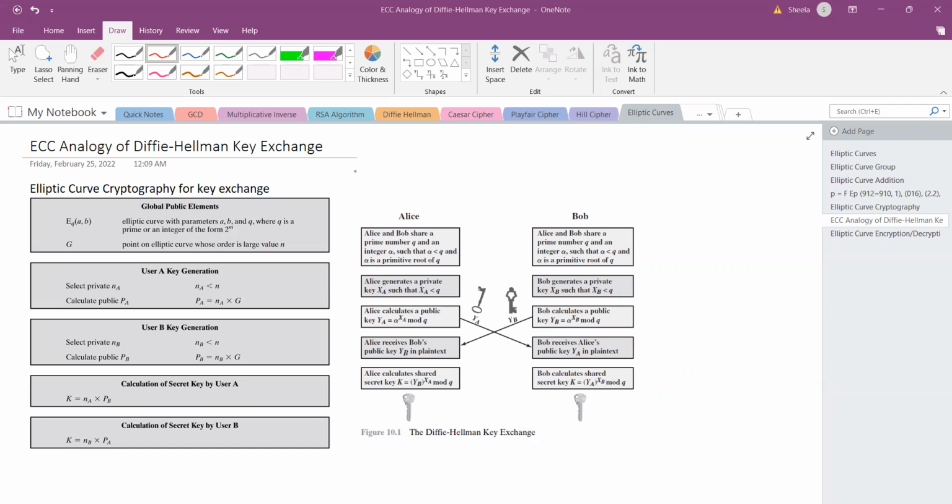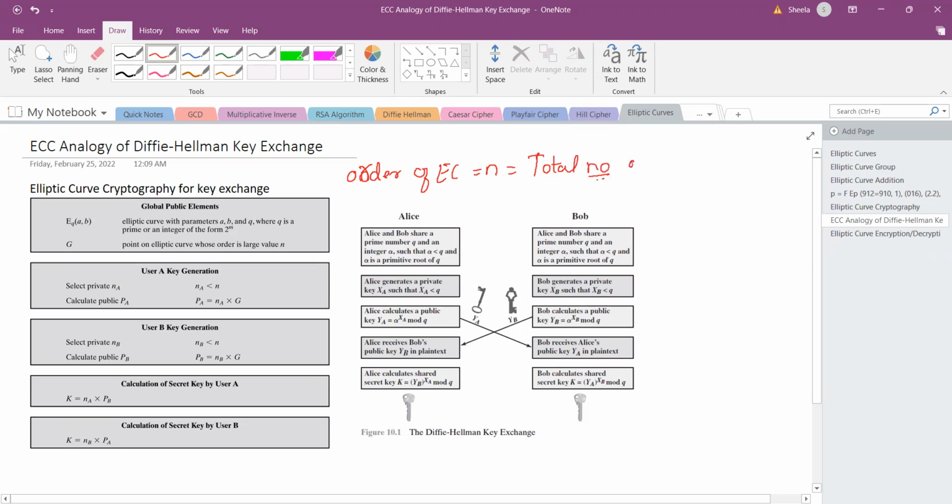So order of elliptic curve is represented as n. I'll just mention here: order of EC, that is n, which is nothing but the total number of points on the curve plus the point at infinity. So this is known as the order of elliptic curve.